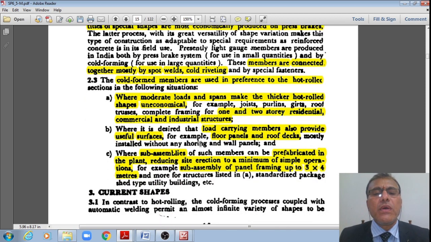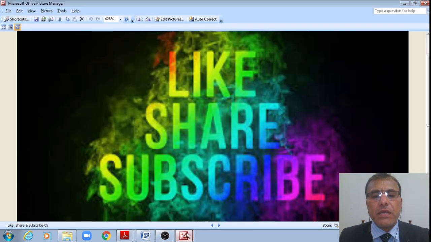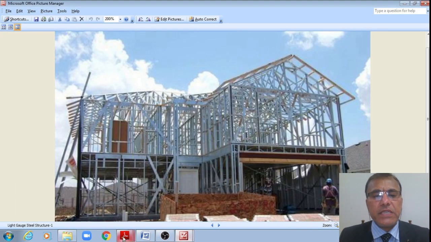Now, let us move to the situations in which these cold formed members can be used. They can be used in preference to hot rolled sections in the following situations. One, where moderate loads and spans make the thicker hot rolled shapes uneconomical. For example, 1 and 2 storied commercial and industrial structures, as we have just seen, or 1 and 2 storied commercial or residential buildings like this.